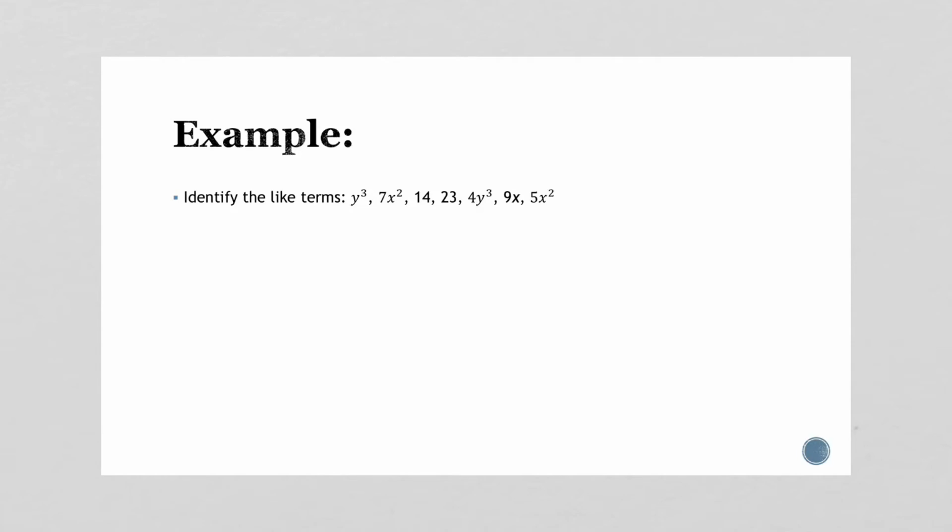All right, so I'm going to identify my like terms here. Let's see here. So I'm going to say y to the third power is a like term with 4y to the third, sorry. Okay, so I've used up those two. I'm going to mark through them. All right, the other like terms, let's see here. I've got, and I'm going to put an and symbol in between there. Those are the only two like terms right there. So now I've got 7x squared and 5x squared.